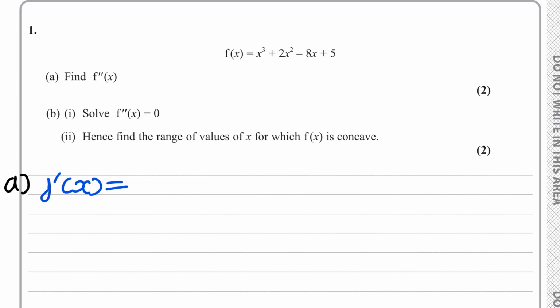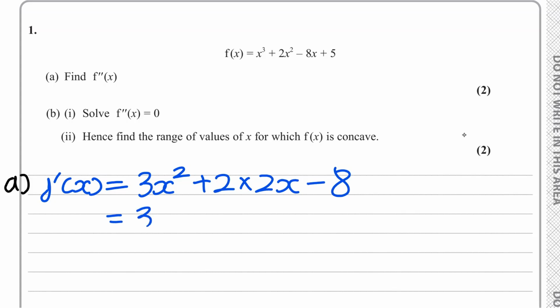So if we do it term by term, if you differentiate x to the power of 3, this will be 3x squared, and then plus, if you differentiate 2x squared, it's equal to 4x, and then this minus 8x, when you differentiate it, is just going to be minus 8, and then this plus 5 is just going to go away because it's a constant. So therefore f'(x) is equal to 3x squared plus 4x minus 8, like this here.